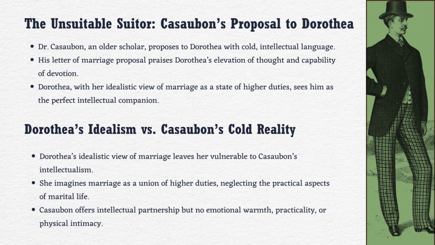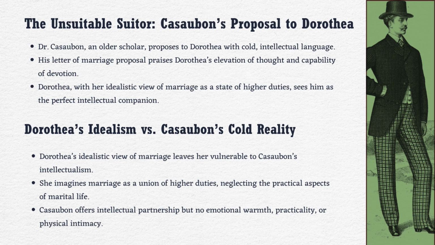Dorothea, with her idealized view of marriage, falls prey to the vision of intellectual union with Casaubon. She believes that a marriage grounded in higher duties will deliver her from her ignorance. She dreams of being his intellectual companion and supporting his academic work, but she fails to recognize the coldness of Casaubon's approach. There's no mention of emotional warmth, of physical intimacy, or even practical matters of married life. Dorothea's view of marriage is purely theoretical, which makes her vulnerable to Casaubon's emotionally barren offer.